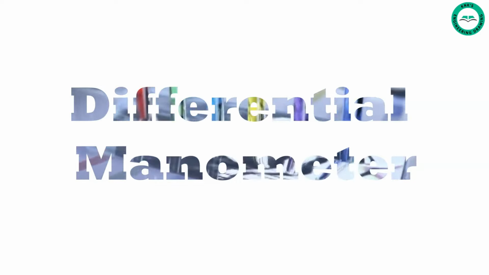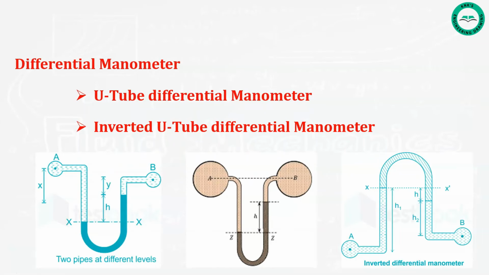Without any further delay, let us explore the topic. Differential manometers are the devices used for measuring the difference of pressure between 2 points in a pipe or in two different pipes. A differential manometer consists of a U-tube containing a heavy liquid whose two ends are connected to the points whose difference of pressure is to be measured. Most commonly used manometers are U-tube differential manometer and inverted U-tube differential manometer.